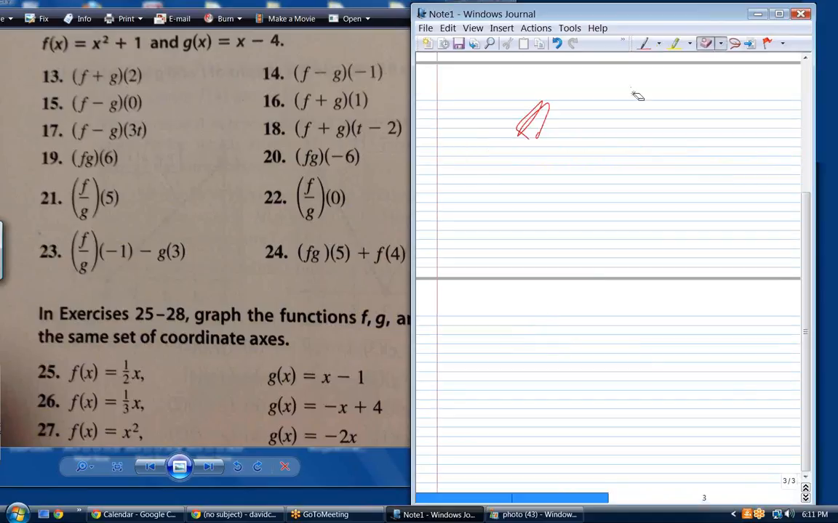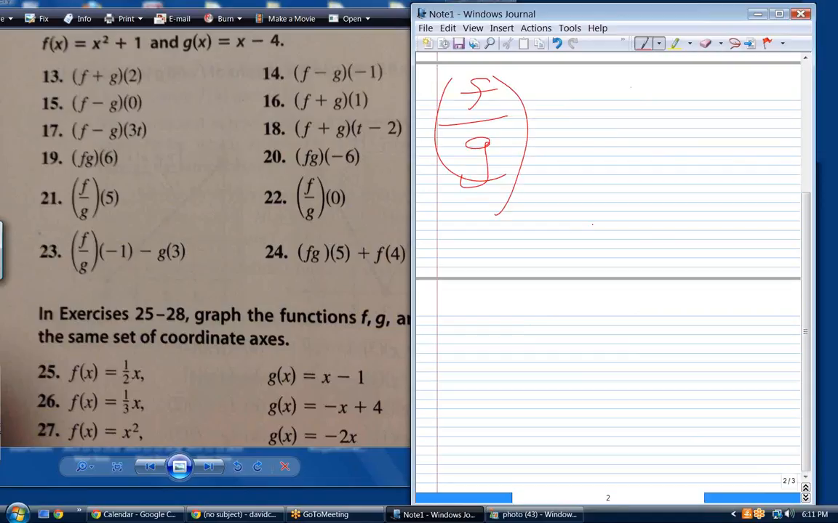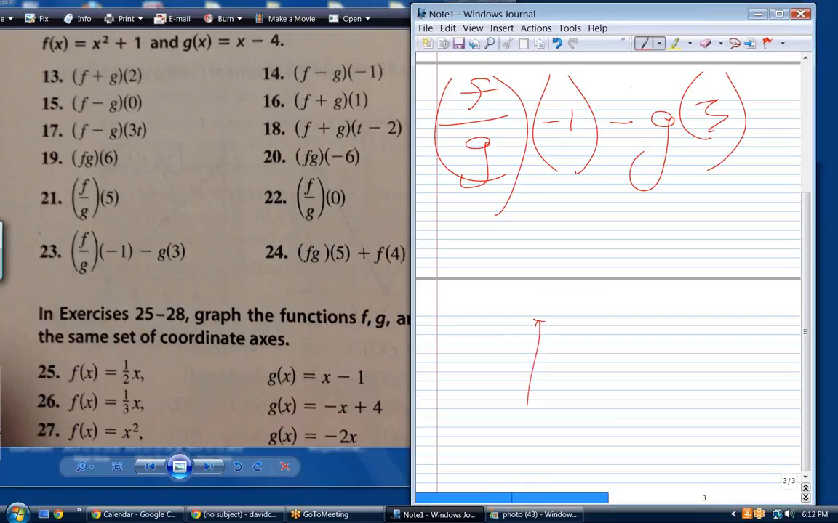All right, 23. F divided by G, I presume that's what they want, multiplied by minus 1 minus G of 3. Okay, let's divide F by G. You know how to do long division with polynomials? It's not that easy. You have to make sure you put dummy markers in there. I'm going to divide by x minus 4. So what goes here?